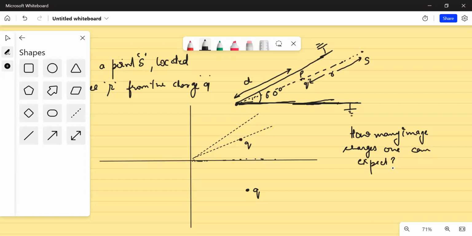Is Kriti there? How many image charges can you expect here? So 5. Okay, so 360 divided by 60 degrees minus 1, you have 5 image charges. So one image charge would be here. Another image charge, because of this, I want to make it somehow understandable to you.